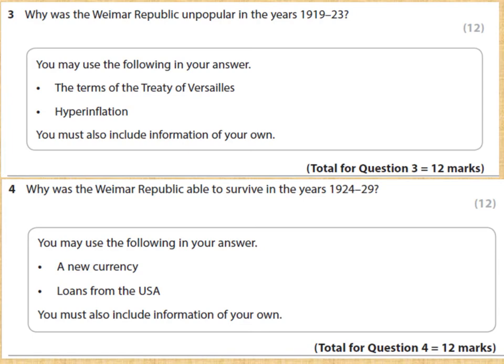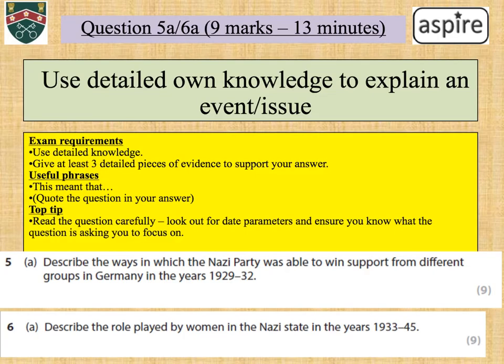They're worth 12 marks. So then that moves you on to section B. Now, you have a choice of doing question 5 or question 6. Now, question 5 and 6 have 2 parts to them. So there's a 5A and a 5B, and a 6A and a 6B. So if you do 5A, you have to do 5B. If you do 6A, you have to do 6B.